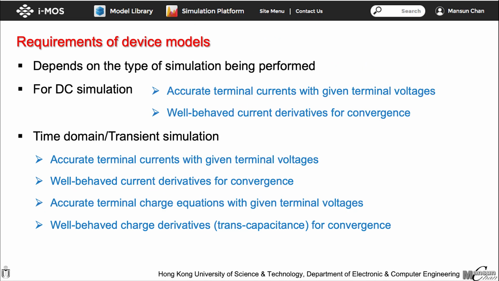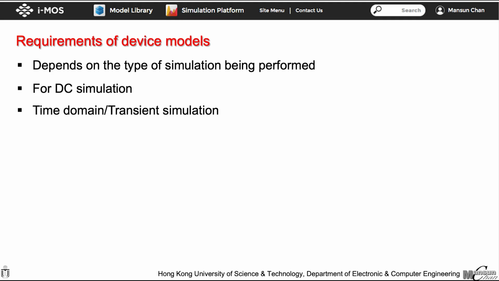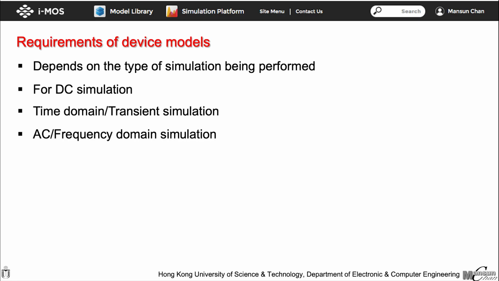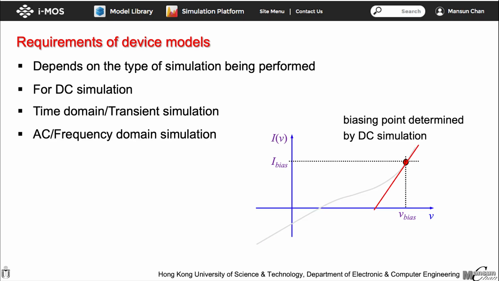If inductance must be included, another set of flux versus voltage equations needs to be derived. Fortunately, most physical inductances are generally linear, which minimizes convergence issues. In addition to DC and transient simulations, a circuit simulator can also perform AC or frequency domain simulation. In AC simulation, an operating point is required for a given input signal, which is determined through DC simulation. Once the DC solution for that specific biasing point is found, the current and charge versus voltage characteristics around that point are linearized and replaced with a linear function.